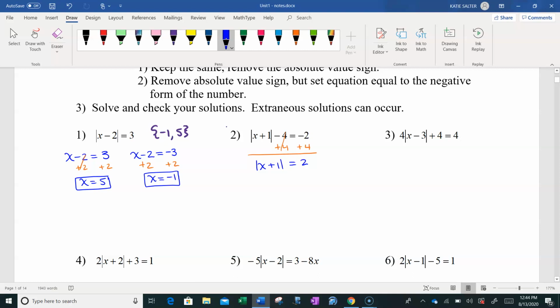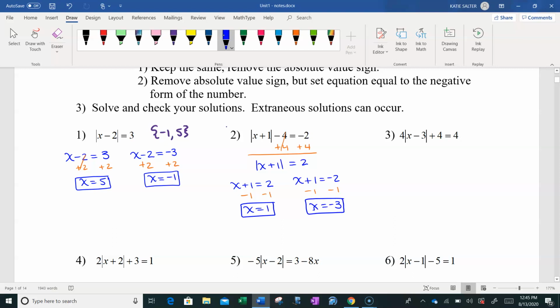So then we break it into our 2 equations. We have x plus 1 equals 2, and then we have x plus 1 equals negative 2. Remember, the first one you keep the same, second one change the sign, and then solve. So on both of these, we're going to subtract 1 from each side of the equation. And for the first one, we're going to get x is equal to 1. And for the second one, we're going to get x is equal to negative 3.